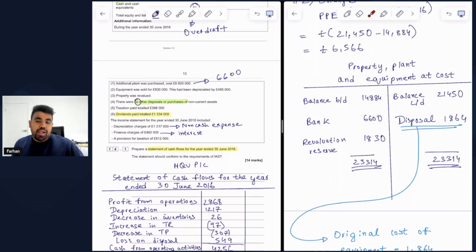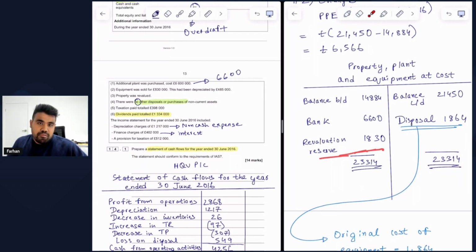Additional plant being purchased refers to an increase in the value of assets that we already hold for property, plant, and equipment at cost, which means if assets are going up, we have to debit it. That is what we are doing here on the debit side. So we have included bank of 6,600, which refers to the fact that we have purchased an additional plant. And then we're also including revaluation reserve of £1,830 on the debit side of the property, plant, and equipment account.